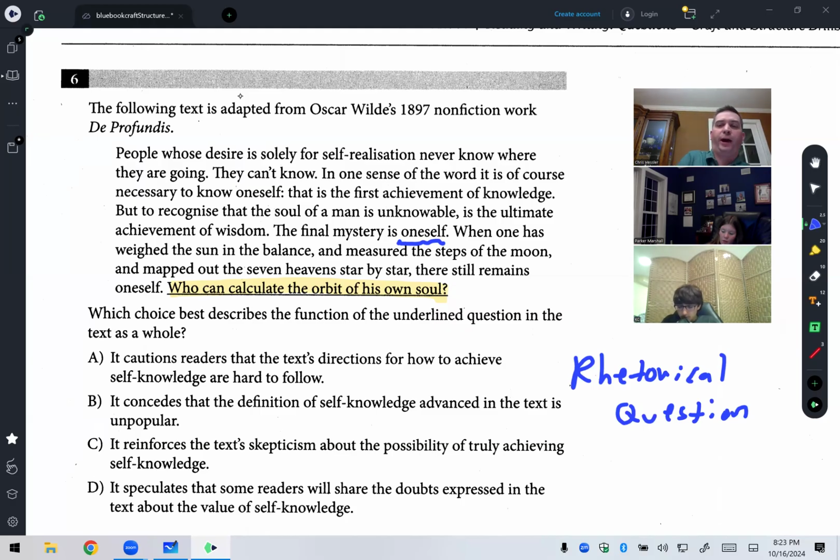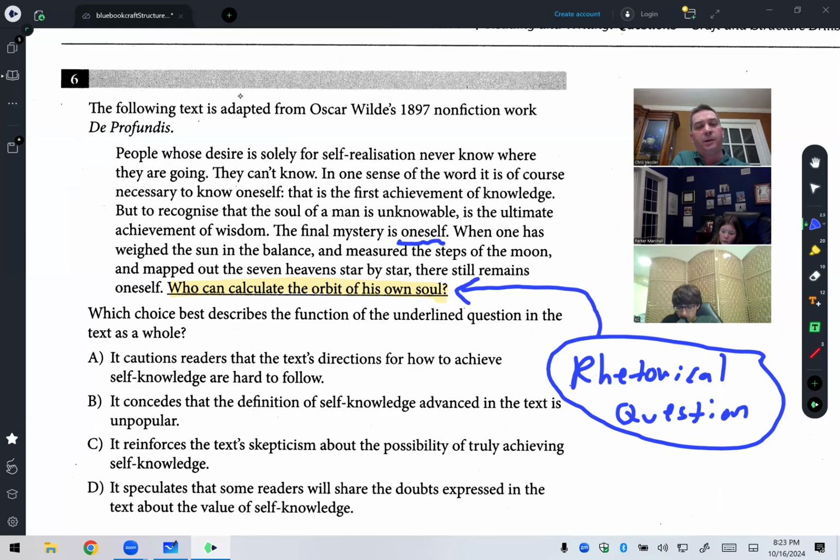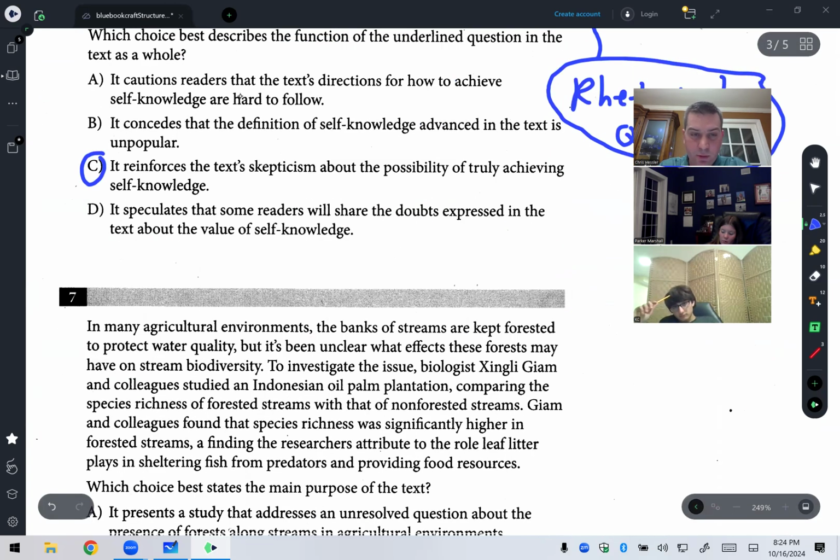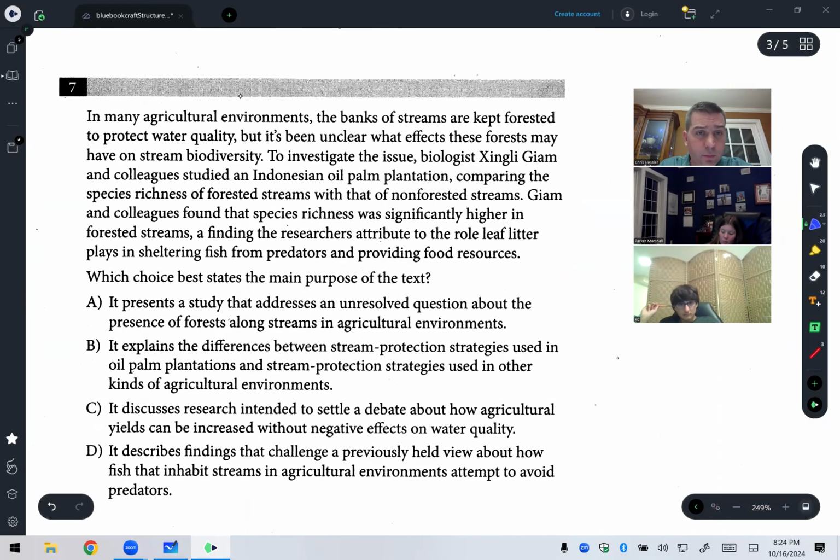It's rather asked for effect. This whole question is asked for effect rather than because I don't have an answer to this. You know, who can calculate the orbit of his own soul? It's Jeff over there. That's what I mean by a rhetorical question. This is a question without a literal answer. It's said for effect. Okay, so what's the purpose of the rhetorical question? It reinforces the text's skepticism about the possibility of truly achieving self-knowledge. All right, that's a rhetorical question. We can't possibly know the answer to that question. On to number 7. Oh, it's a purpose question.